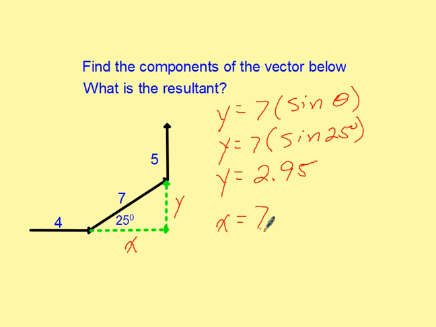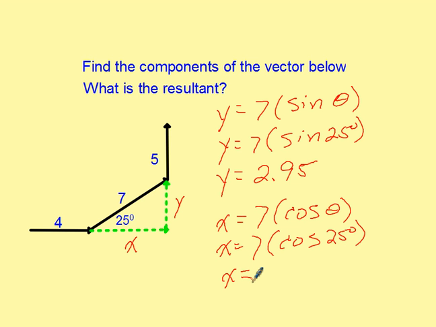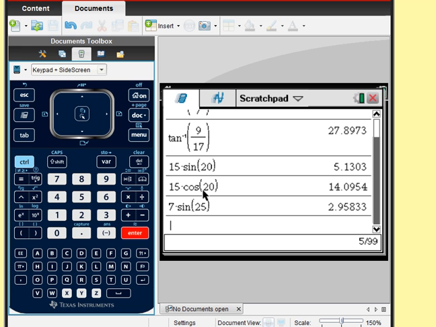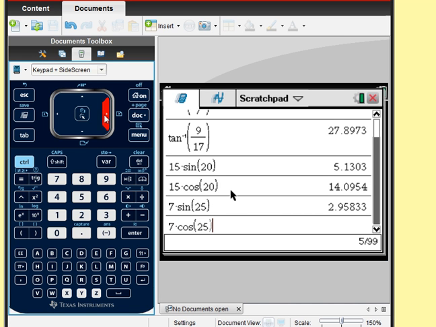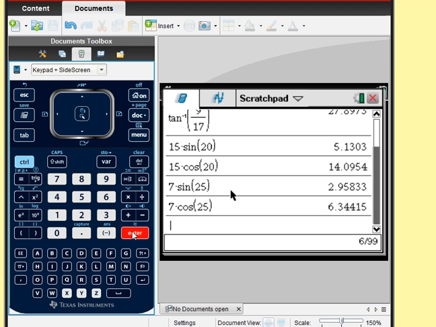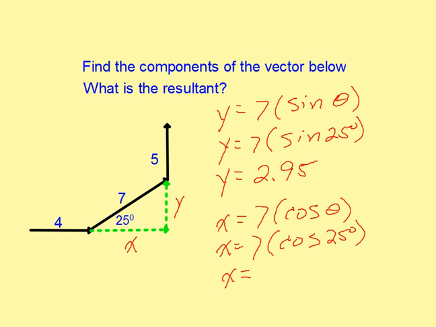Now let's look for the x component. The x component will be equal to 7 times cosine theta. So x will equal 7 times cosine 25 degrees. Let's take a look at that. 7 times cosine 25 is equal to 6.34. So x is equal to 6.34. I'm going to box those so we don't lose them.